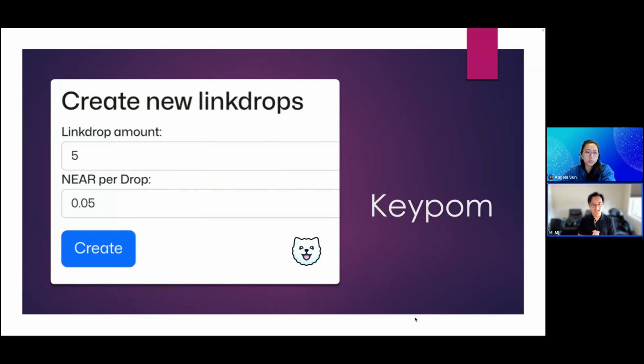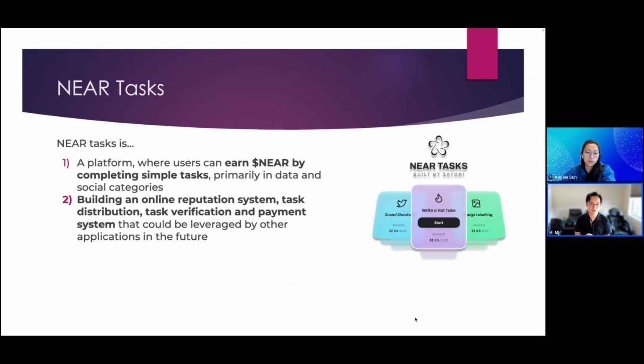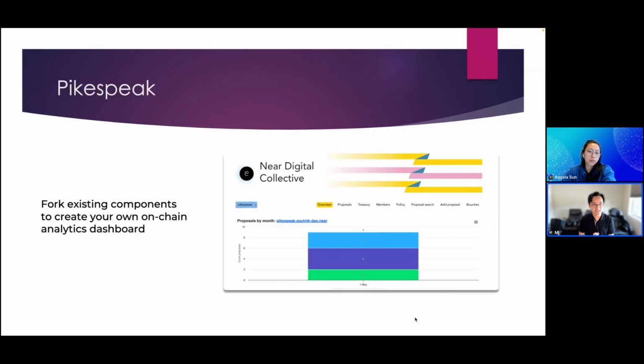Near Task is a platform where users can earn Near by completing simple tasks, kind of like Mechanical Turk, but on the blockchain. They are also leveraging the BOS for building their online reputation system. And finally, we have PikeSpeak, which is an on-chain data analytics platform. They actually have a component where users can fork and create their own custom on-chain analytics dashboard very easily.